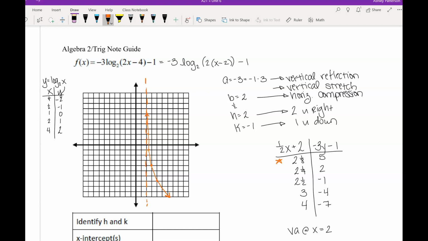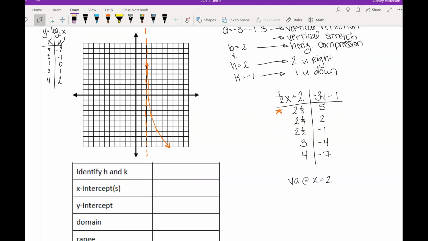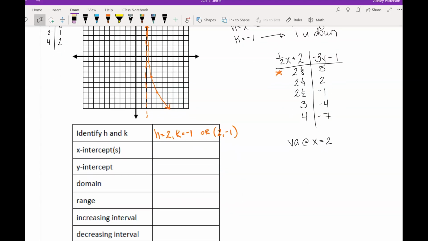All right, ladies and gentlemen, let's fill in the characteristics, yeah? H and K were previously identified. H is 2 and K is -1. Again, you can put it in coordinate form if that is your preference. There is an x-intercept, but we don't know what it is.